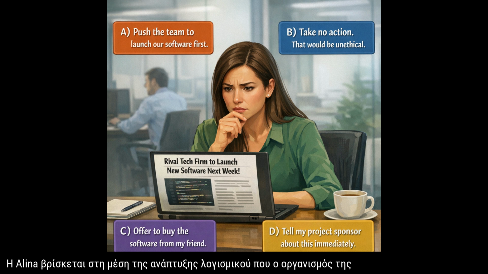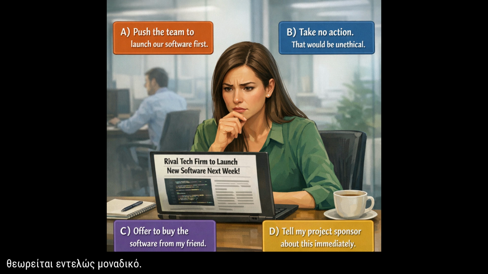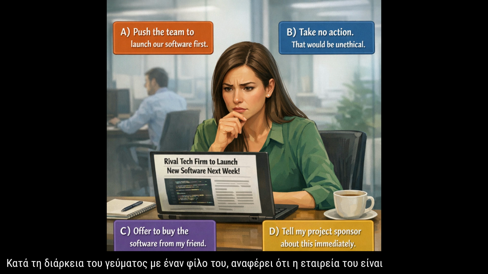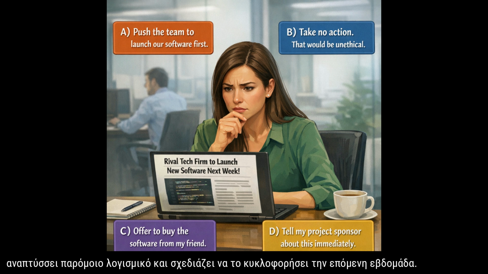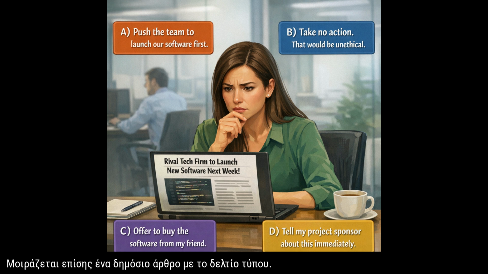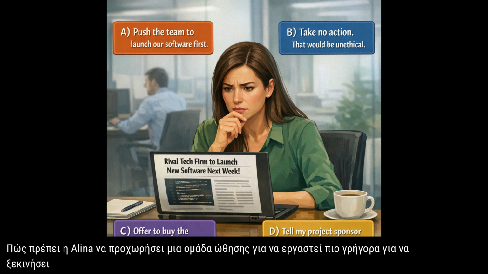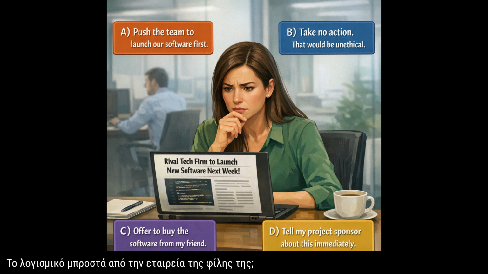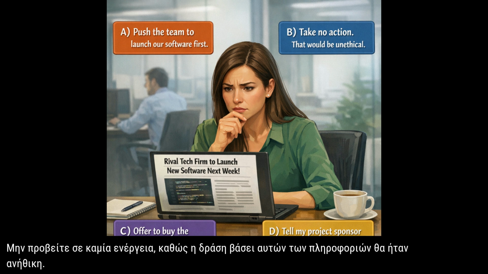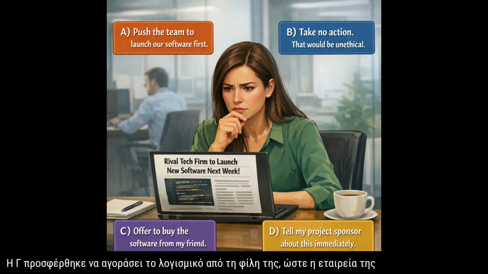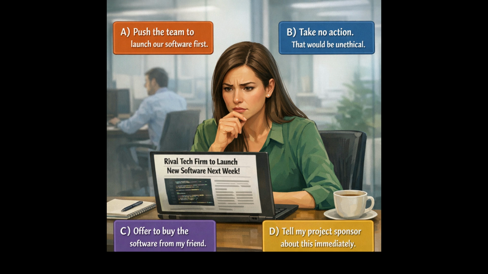Alina is midway through developing software that her organization considers entirely unique. During lunch with a friend, he mentions that his company is developing similar software and plans to launch it next week. He also shares a public article with the press release. How should Alina proceed? A. Push her team to work faster to launch the software ahead of her friend's firm. B. Take no action, as acting on this information would be unethical. C. Offer to purchase the software from her friend so her firm can release it instead. D. Inform her project sponsor about this immediately.